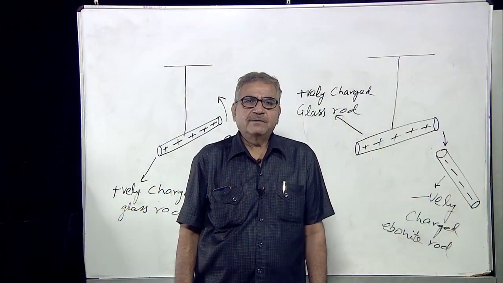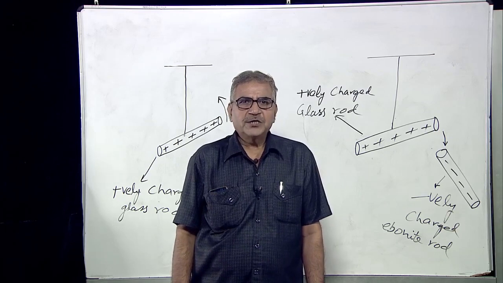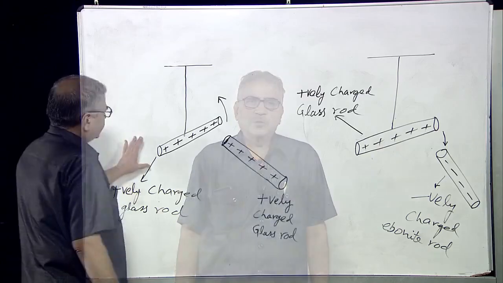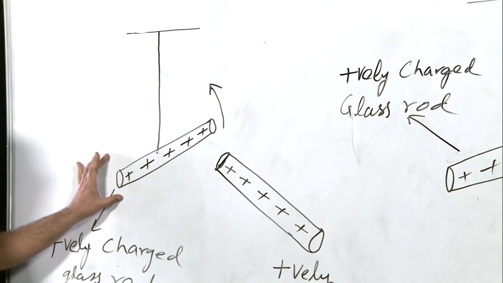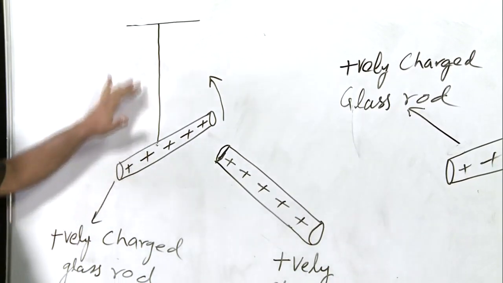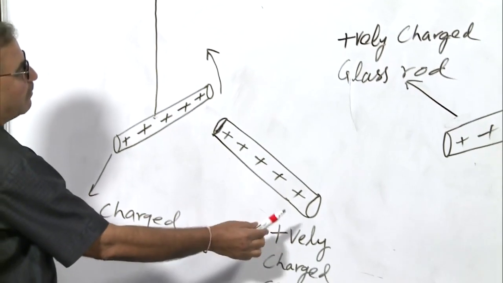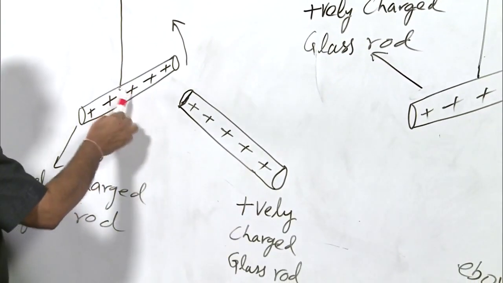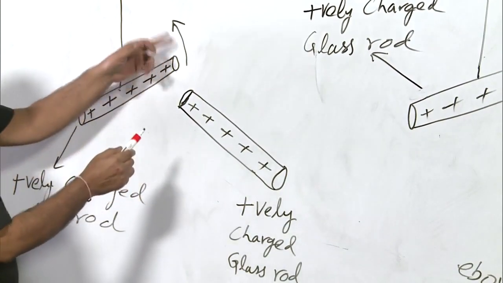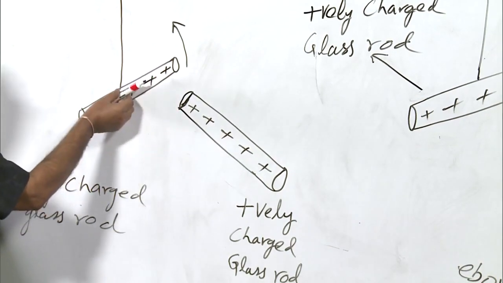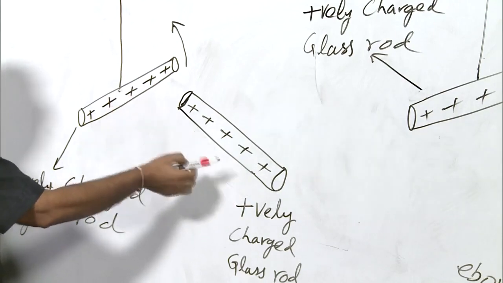Now, we will explain the attraction and repulsion between like charges and unlike charges. This is a positively charged glass rod. It has been rubbed with silk and then it becomes positively charged. It is suspended by means of a support. Then we bring another positively charged glass rod near to this suspended glass rod, which is also positively charged. We see through this arrow that the suspended rod will move away from the glass rod which we are bringing near.